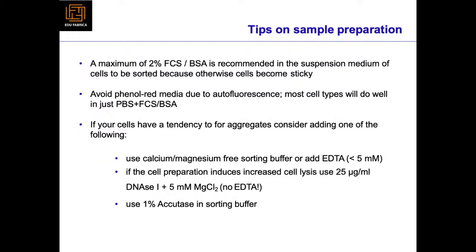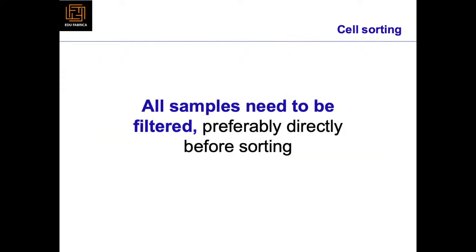A maximum of 2% FCS or BSA is recommended in the suspension medium to sort, otherwise cells become sticky. Avoid phenol red media due to autofluorescence. Most cell types do well in PBS and FCS. Use calcium magnesium free sorting buffer or add EDTA. If cell preparation induces increased cell lysis, use 25 microgram per ml DNase and 5 millimolar MgCl2, and use 1% aqueous in the sorting buffer. All samples need to be filtered, preferably directly before sorting.